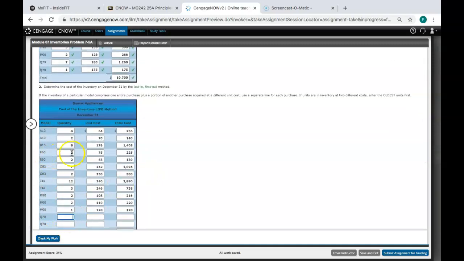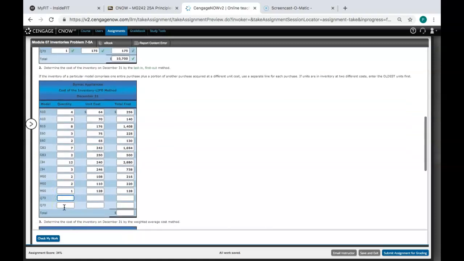So E60, I went in and I populated the 3 at 75, which gives us 225. And then I populated the 2 at 65, which gives us 130. I then populated all the rest, and if you notice, I stopped right here because the M91 is a little bit different. All the others in between are a very similar process, but now there's a third item in here. They're showing us we have 3 items that we need to report for the M90.